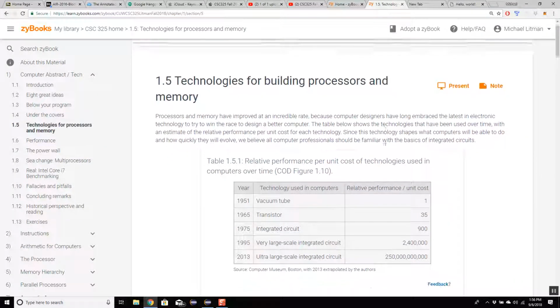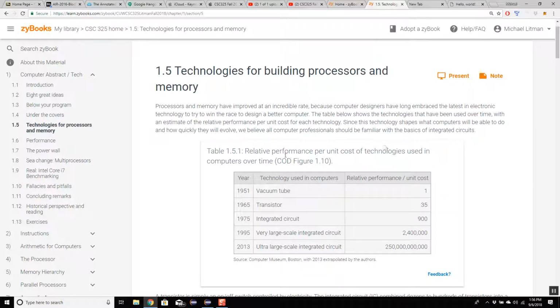Now we're getting into some of the more interesting parts of this. We mentioned vacuum tubes and transistors a little bit last time. This gives us an interesting comparison of performance relative to the cost per unit. Cost per unit over time has changed because the technology used to be a lot more expensive for a single transistor when it first came out than it is today, but we can at least see the scaling factor.